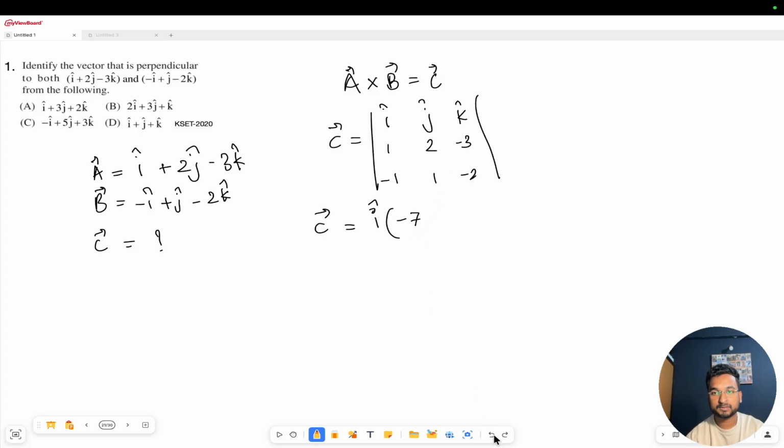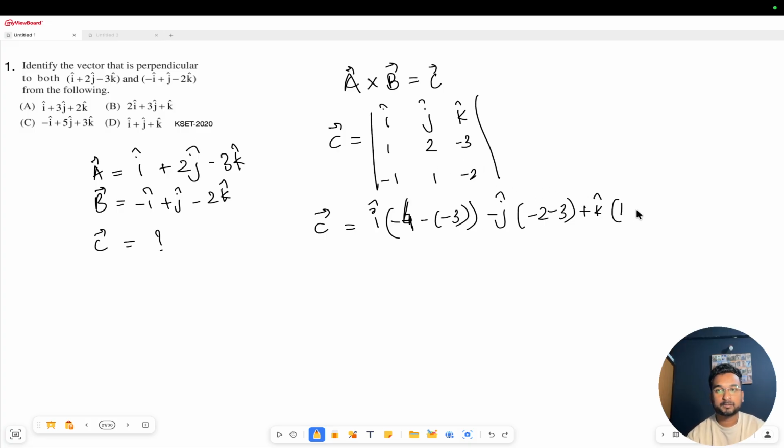No, not minus 7. Minus 4 into minus 7 into minus 3, so this will be plus 3. Okay. Minus j cap into, what will be this? Yeah, 4, sorry, not 7, 4. Then this will be minus 2 minus 3 plus k cap.